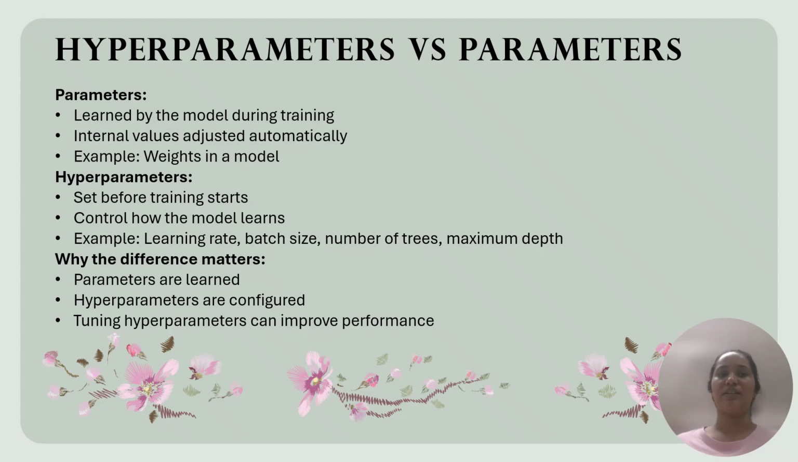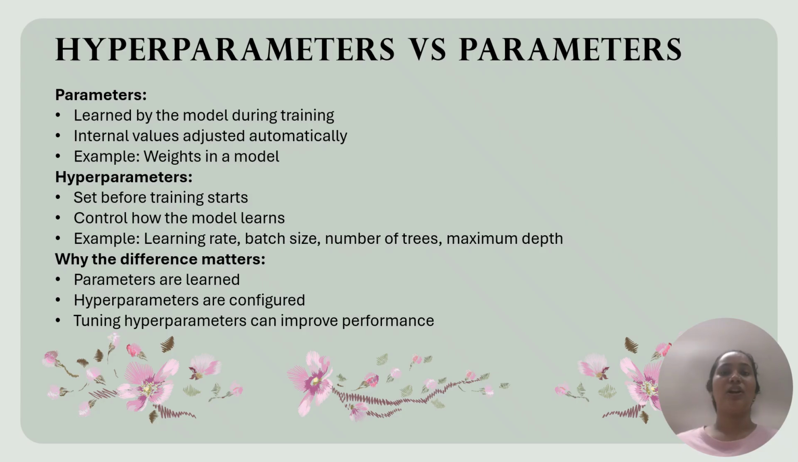A common example is weights in a neural network, which determine how much influence each input has on a final prediction. Then there are hyperparameters. They are not learned by the model. Instead, they are set before training begins and control how the model learns. These settings influence the training process and can have a major impact on performance.